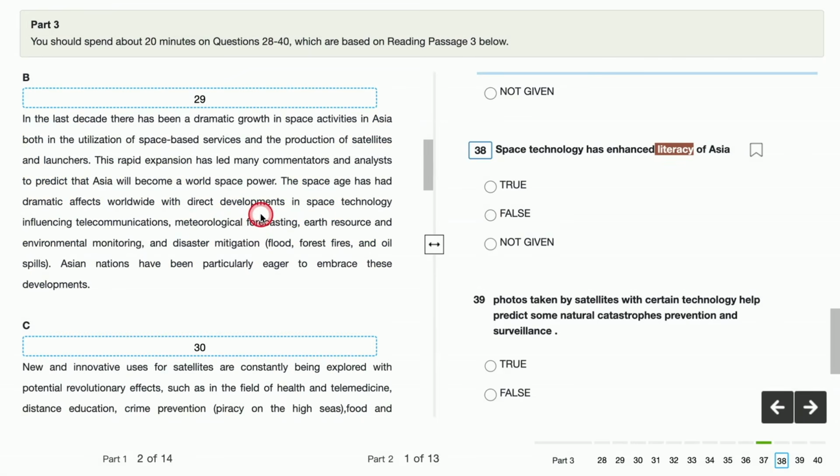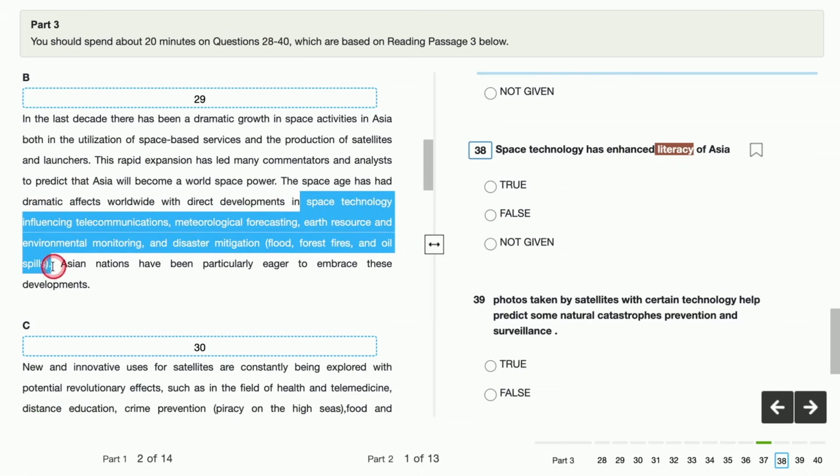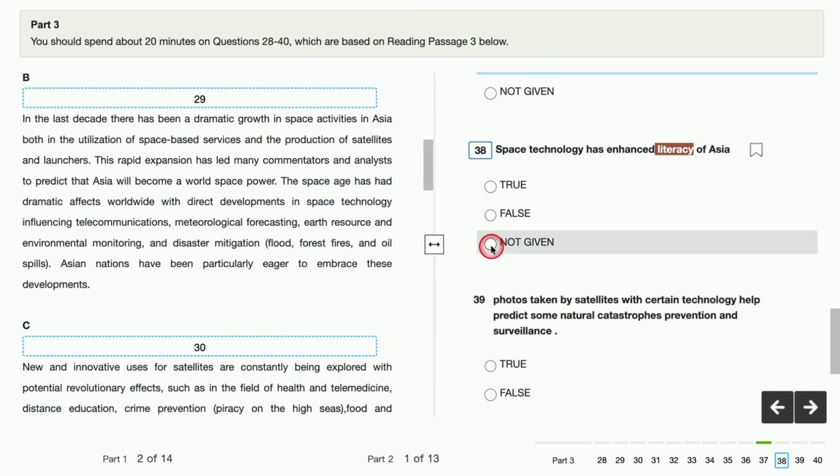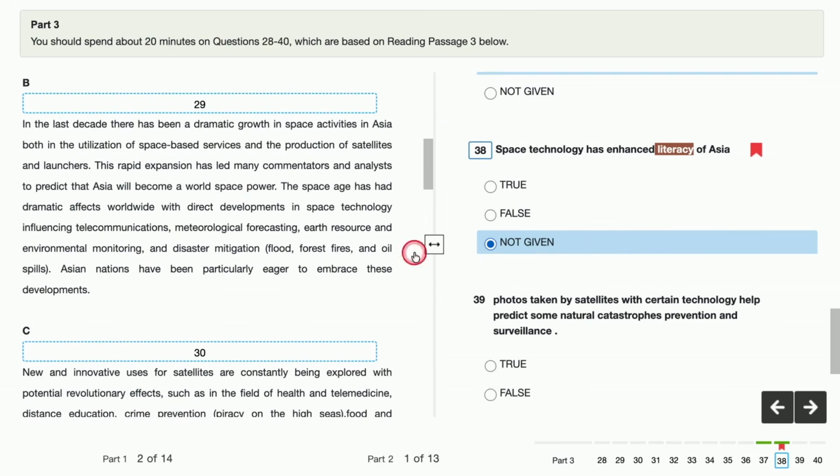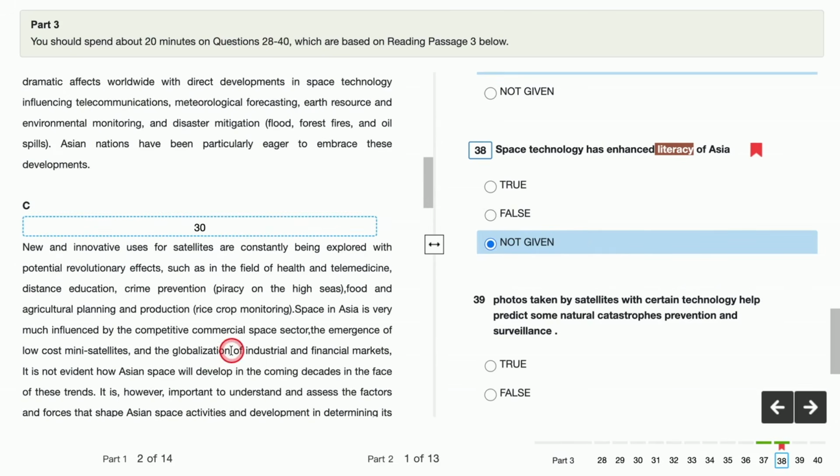Alright, do you think this paragraph mentions literacy of Asia? I don't think it mentions it. Although here it mentions the influence of space technology, it doesn't refer to the influence on literacy, but refers to the influence on these areas, right? It says space technology influencing these areas. So far it seems the answer should be not given. Let's just choose not given for now and mark this question. Maybe the answer will appear in the following paragraphs.